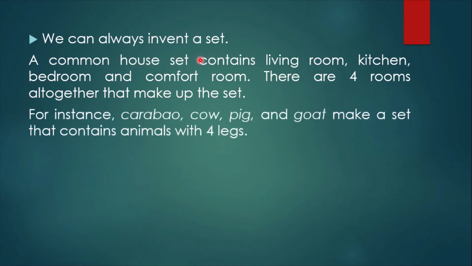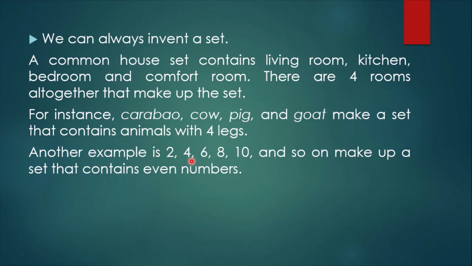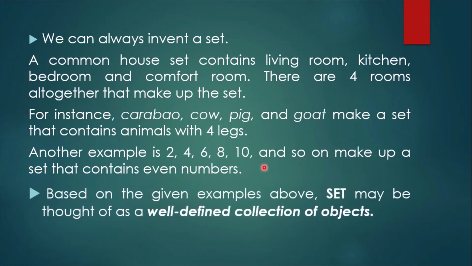Another example, if we have carabao, cow, pig, and goat, these four animals will make up a set that contains animals with four legs. In mathematics, for instance, we have 2, 4, 6, 8, 10, and so on. And these numbers will make up a set. And this is actually a set of even numbers. Now, based on the given examples above, set may be thought as a well-defined collection of objects.